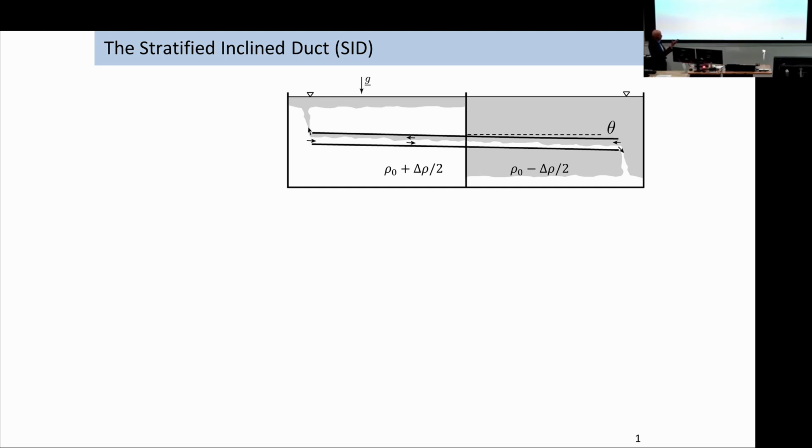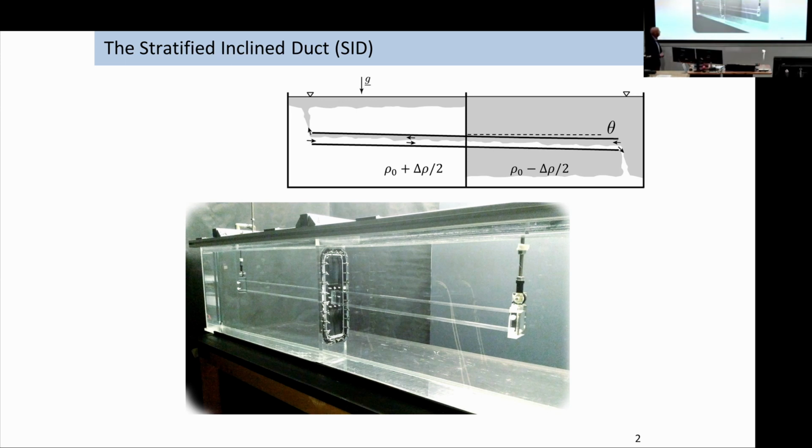So I'm going to talk about salt stratified flows and temperature stratified flows, so two properties of the fluid. That's all in water. What it actually looks like is this. So here is our tank. This is the barrier. Here's the duct. And we have two reservoirs. And we just set up, as I said, a very simple experiment.